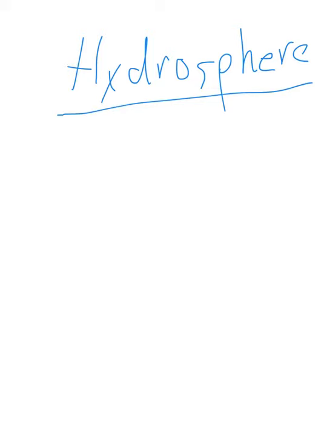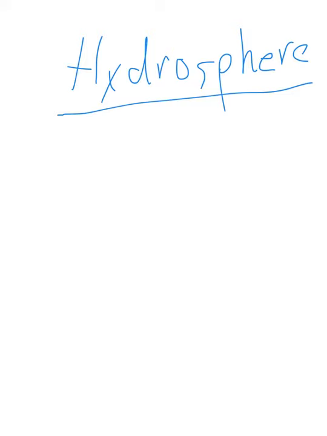Okie doke, it's review time. So let's get started. Let's talk about all the water on the earth, the hydrosphere. The hydrosphere. Hydro means water, sphere means earth. So all the water in the world is the hydrosphere.